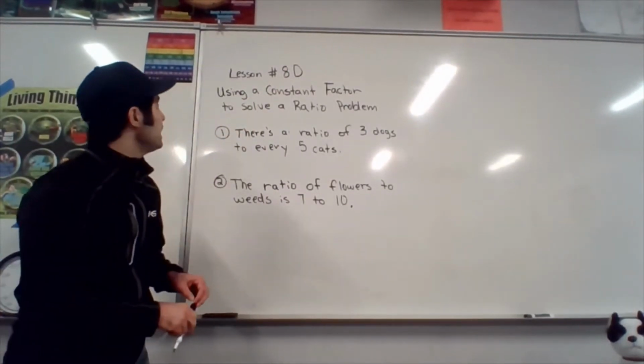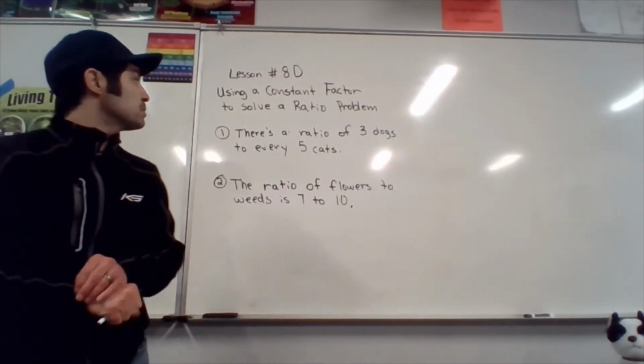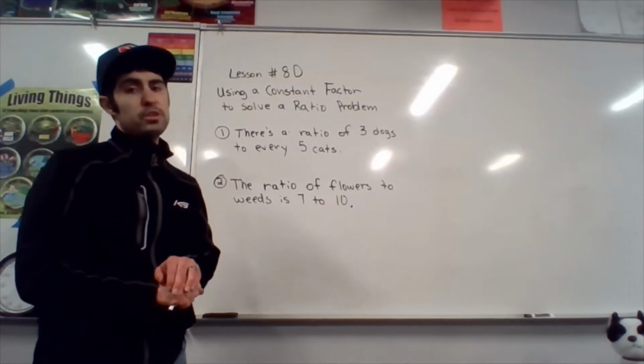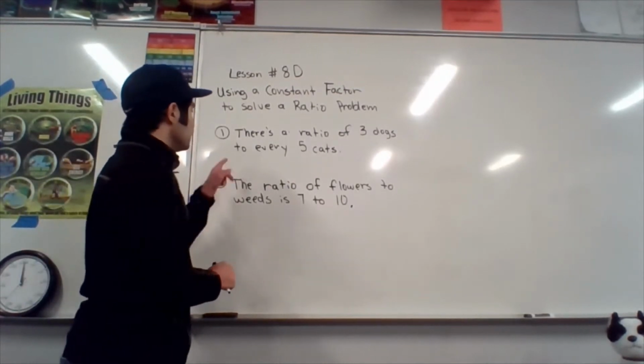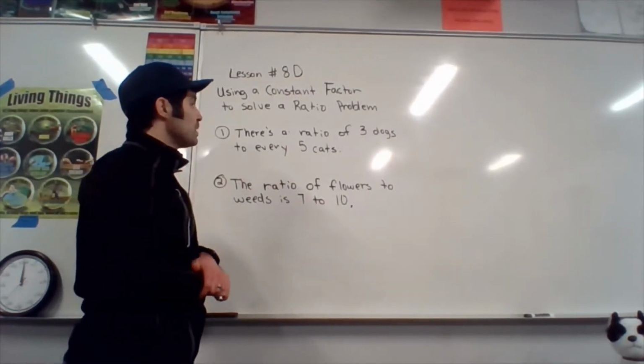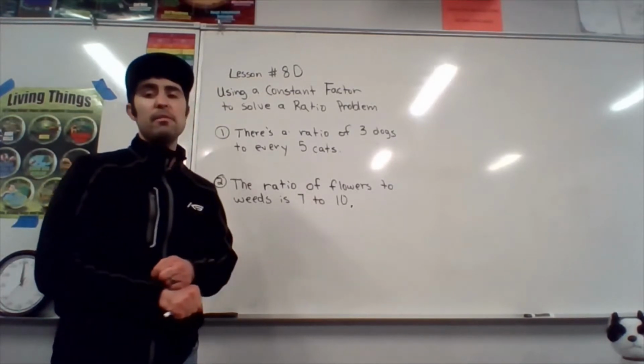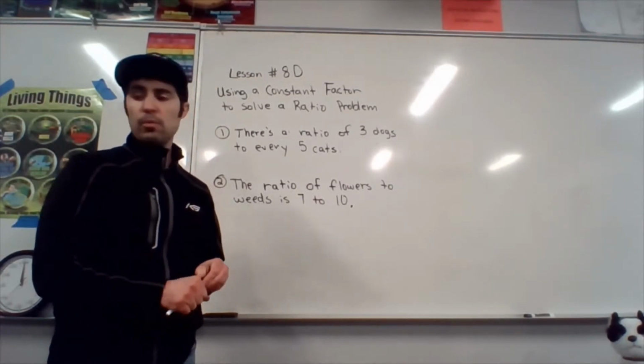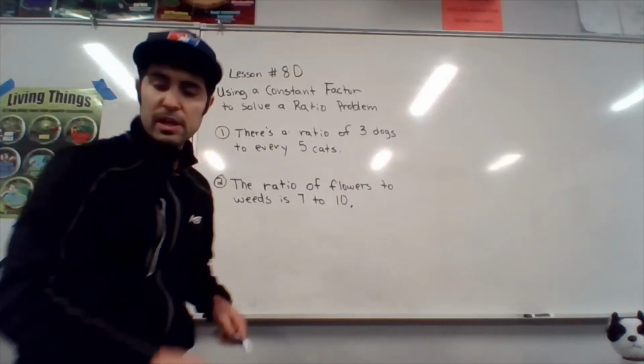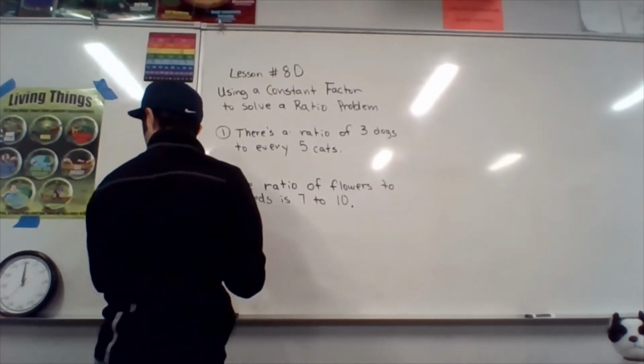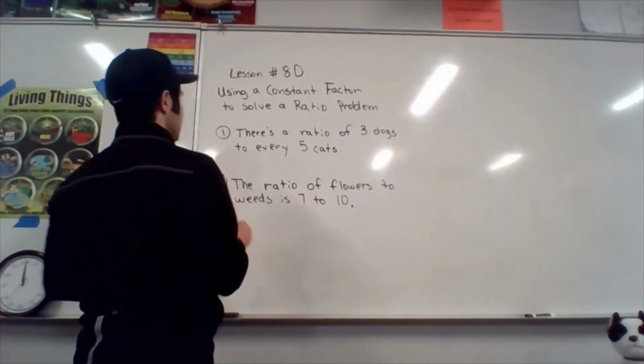All right, lesson 80. Using a constant factor to solve a ratio problem. Before I start, I want to talk about ratios. Okay, so there's a ratio of 3 dogs to every 5 cats. And if we were to write this ratio, let me do it with a different color.